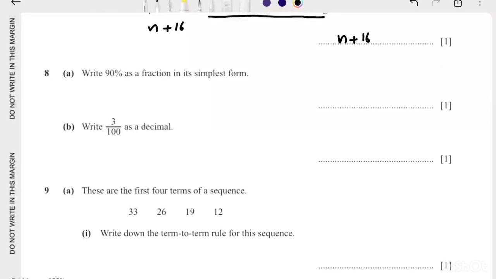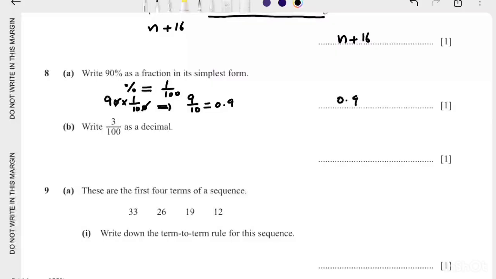Write 90% as a fraction in its lowest form. The sign of percentage is always replaced by 1 over 100. So it will be 90 times 1 over 100. 0 will cut by 0, and 9 ones are 9 over 10. 0.9 would be the answer.